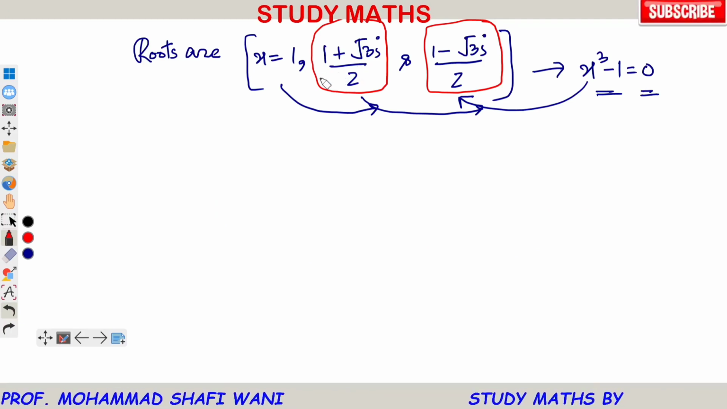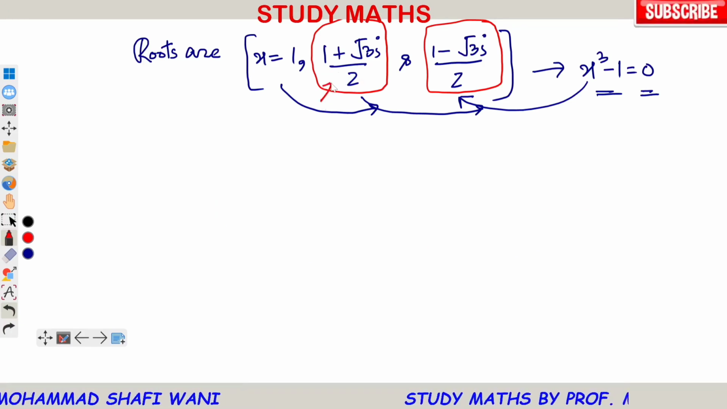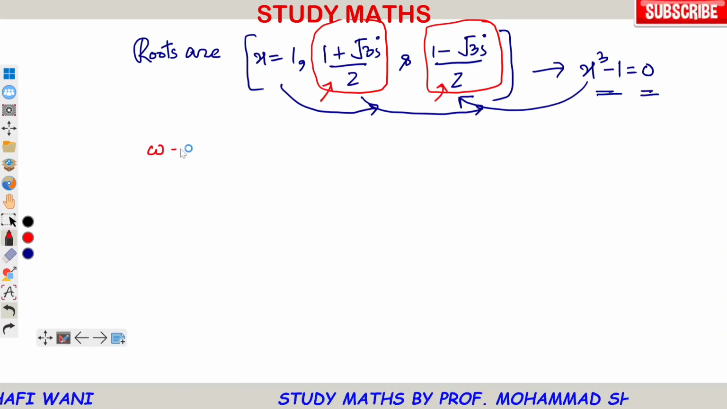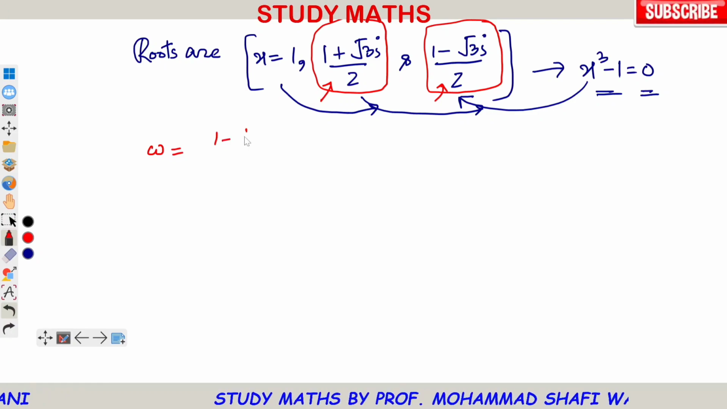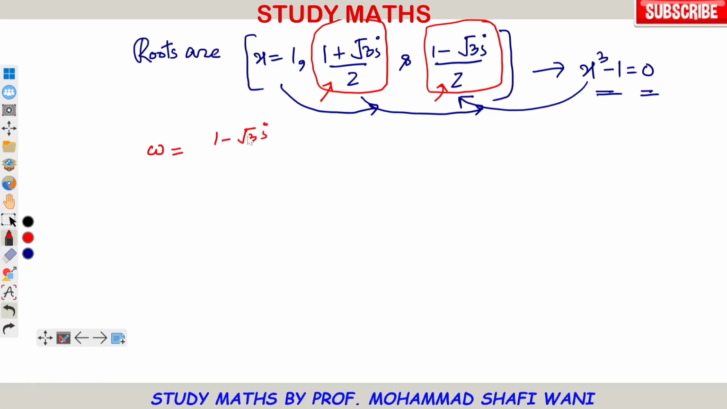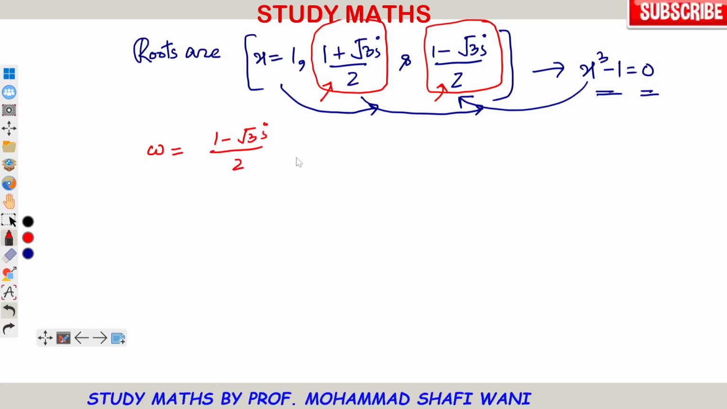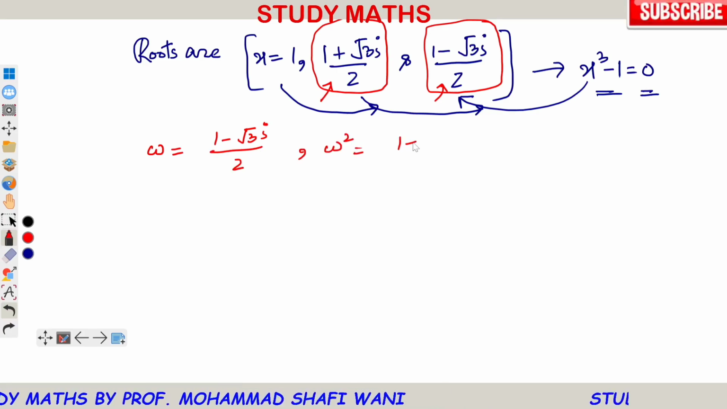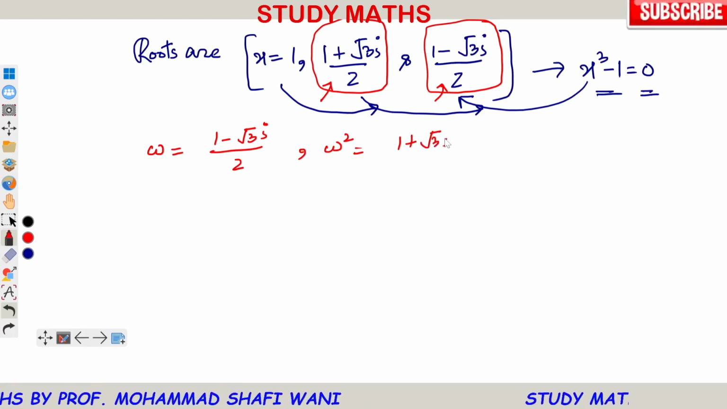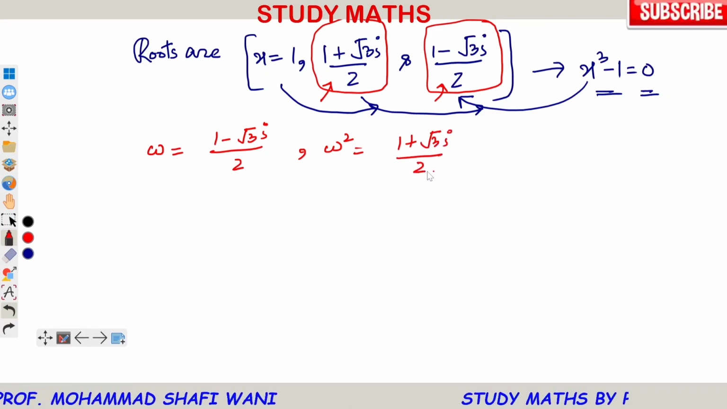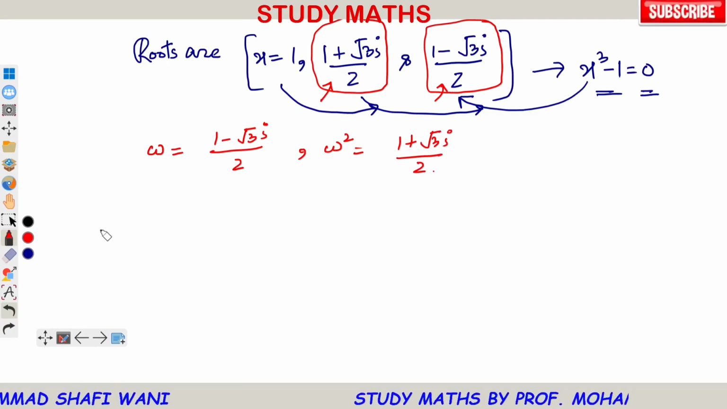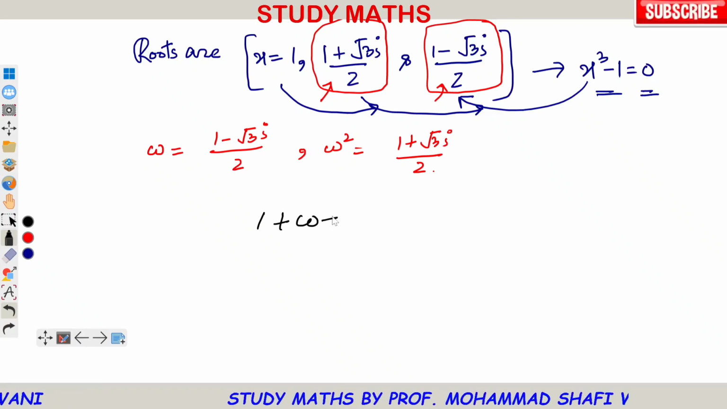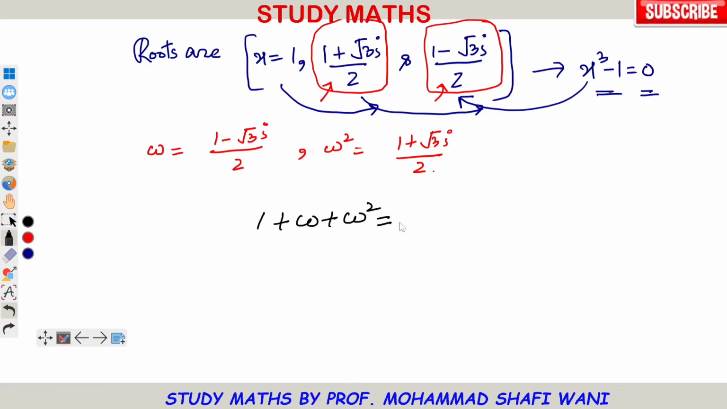In mathematics, these two have their own specific names. One is called omega, which is equal to minus 1 minus under root of 3 iota divided by 2, and the second one is called omega square, which is equal to minus 1 plus under root of 3 iota divided by 2. In my next video lecture, I will prove that 1 plus omega plus omega square is equal to 0.